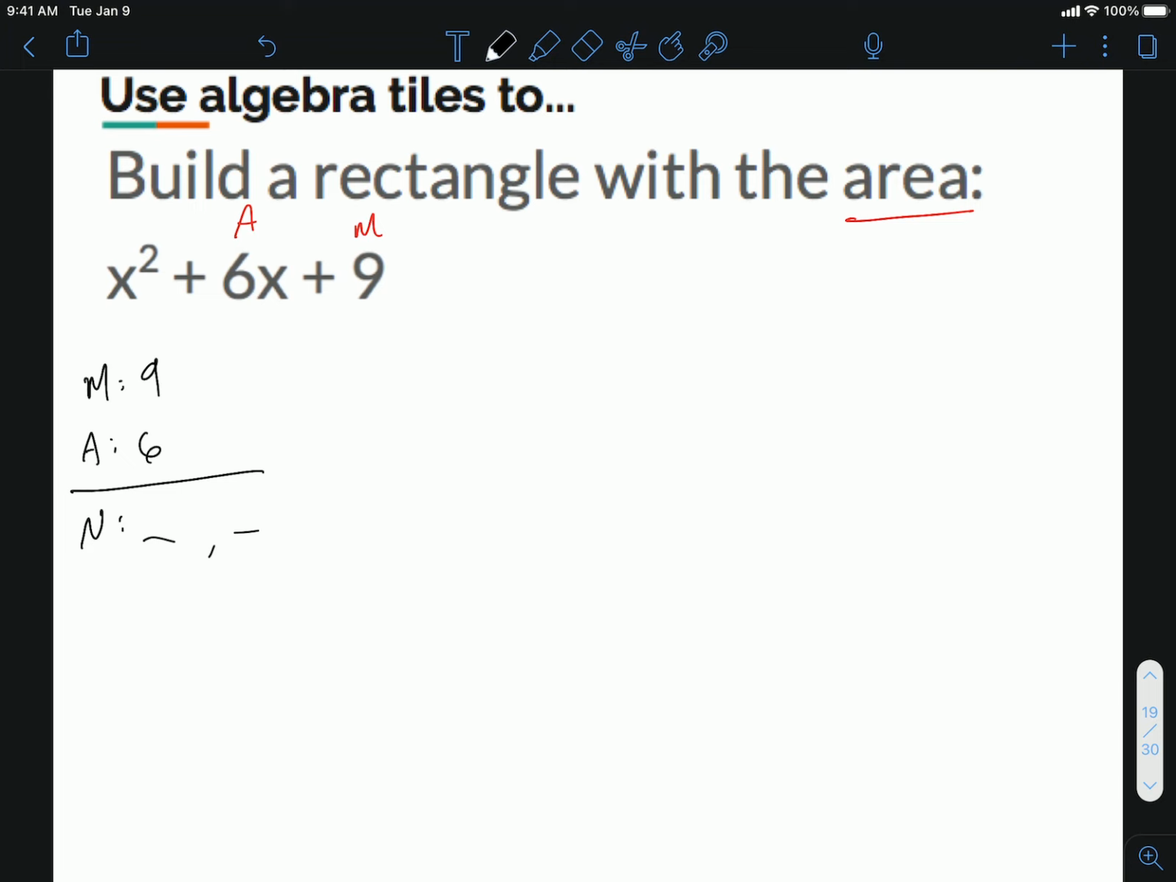Do we have any questions? You can type them in the chat there. Remember what we're trying to do. We're trying to write this thing into its length and width, like from the table. Okay.